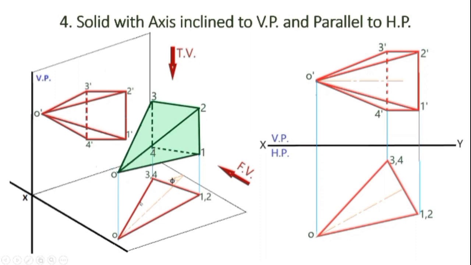So the top view will be a triangle, and front view will be this profile in the vertical plane. So when we draw in the orthographic view, we can see here we have front view and the top view simply a triangle.